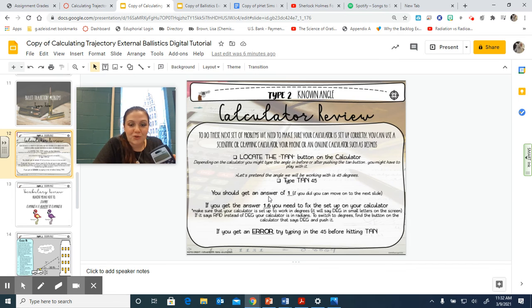That's the point of this, to make sure that you're getting the right answers. If you get the answer 1.6, you need to fix the setup on your calculator. Make sure that your calculator is set up to work in degrees. So if you get 1.6, it's because it's not in degrees and you need to change it. You'd go to second, science function, and change it to degrees. If you get an error, try typing the 45 before you hit tan. There are some calculators where you have to enter the angle number before you hit tan. So if it says error, that could be why.